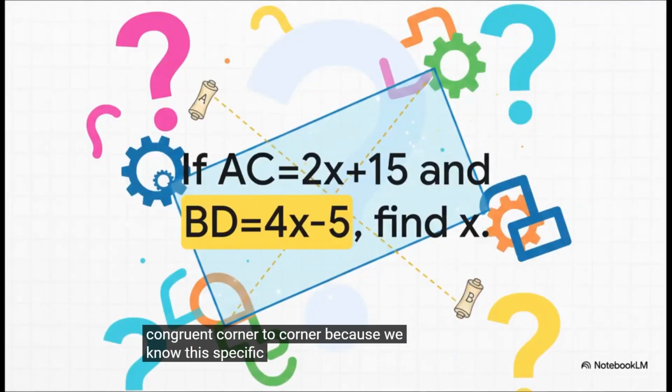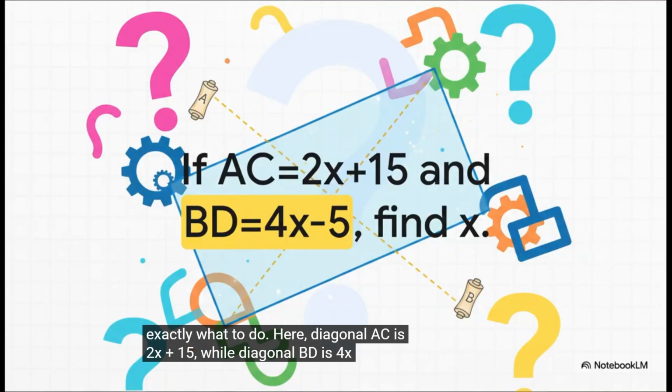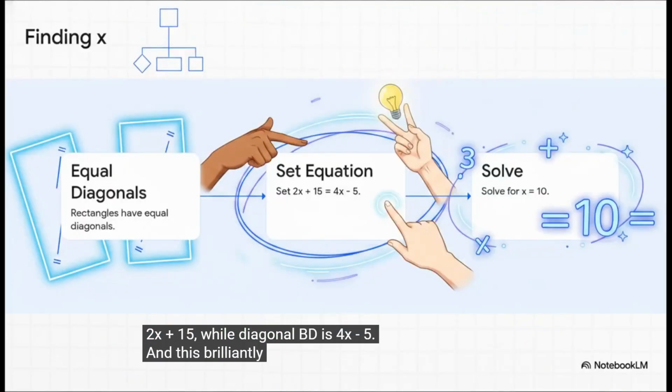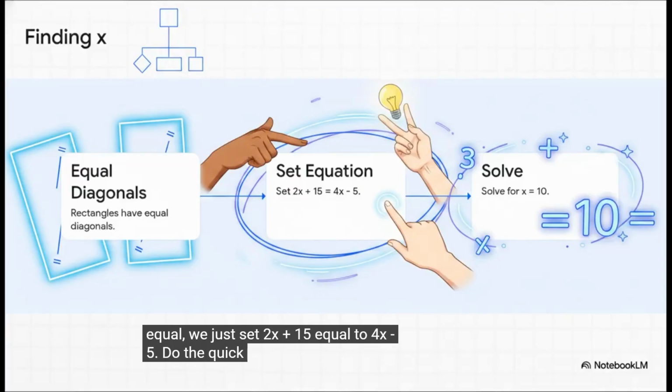Because we know this specific genetic trait, if we encounter another mini-mystery asking for the value of x using just the diagonals of a rectangle, we know exactly what to do. Here, diagonal AC is 2x plus 15, while diagonal BD is 4x minus 5. And this brilliantly illustrates how the rectangle's specific genetic trait of congruent diagonals makes finding x a total breeze. Since the diagonals are equal, we just set 2x plus 15 equal to 4x minus 5. Do the quick math, and x equals 10. It's such a triumphant feeling, right? The problem practically surrenders because you knew the family secret.